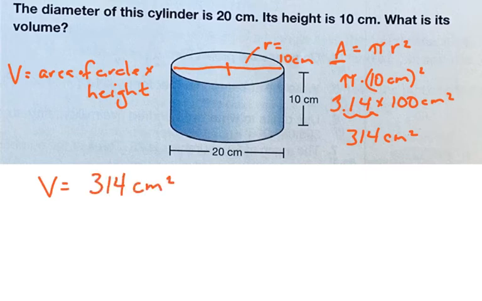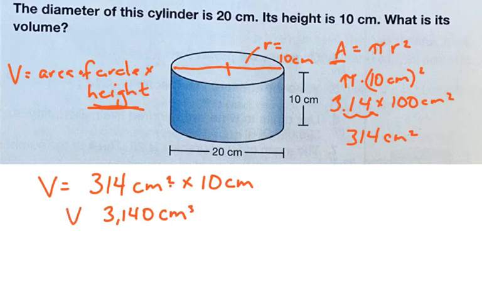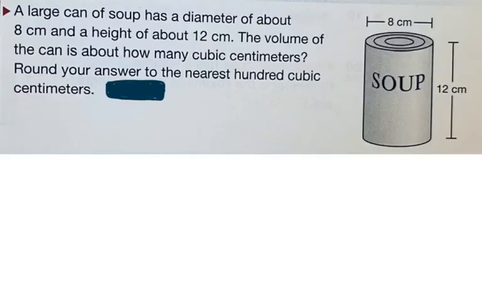314 centimeters squared times, now we need the height. The height we see is 10 centimeters. So they made it so easy for us. We're multiplying by tens. 314 times 10 is equal to 3,140. Centimeters squared times centimeters is centimeters to the third, or centimeters cubed. So our volume of the cylinder is equal to 3,140 centimeters cubed.